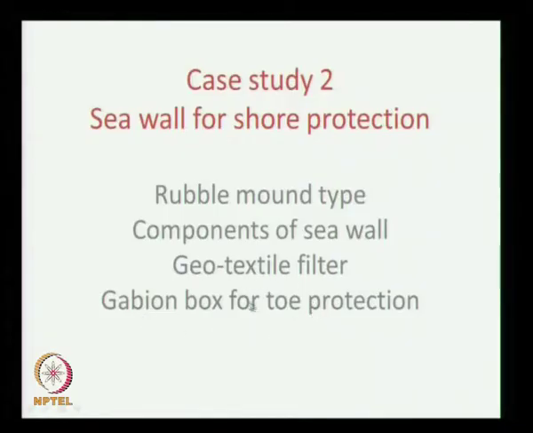and Tuticorin and other places, we introduced this geotextile filter and gabion box for toe protection, because in most places where we do not use the geotextile filter and gabion box for toe protection, the sea wall fails during cyclonic conditions. So this is an improvement which has been built into the design of the rubble mound sea wall.